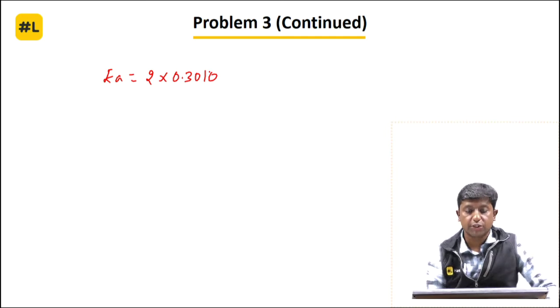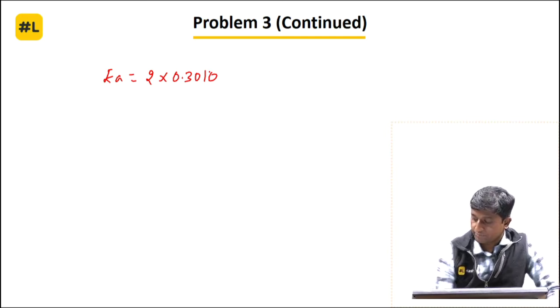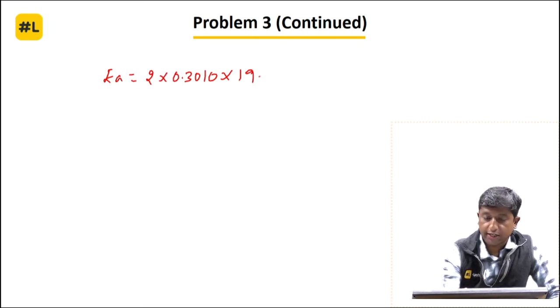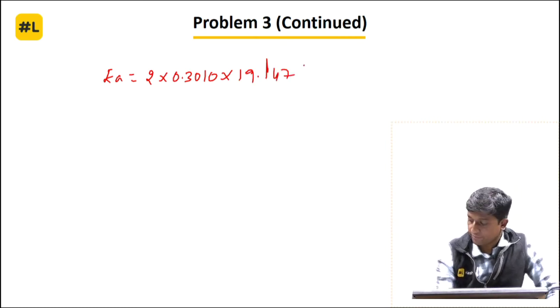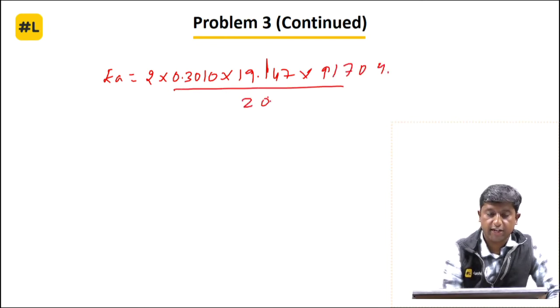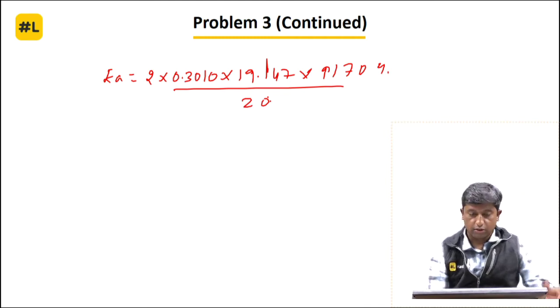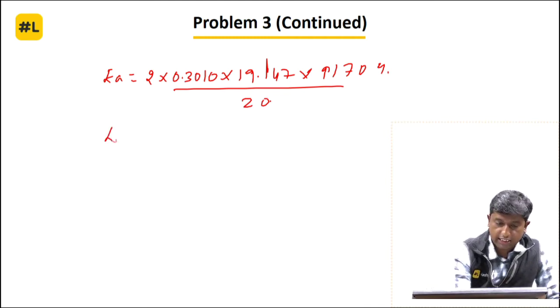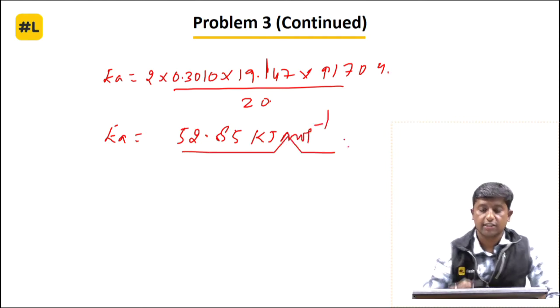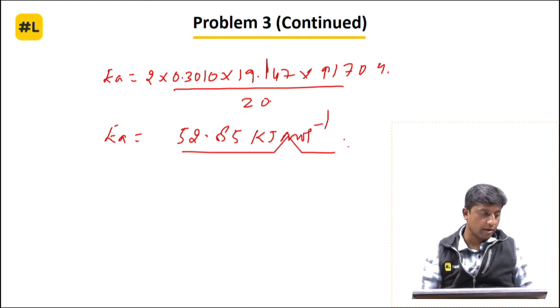So 2 multiplied by 0.3010 into, so what they have given, 19.147 into 91709 divided by 20. I have simplified. I am writing the final answer here, students. You can later check the correct answer. EA will be equal to 52.85 kilojoules per mole. Students, this is the final answer which you are supposed to get for this particular problem.